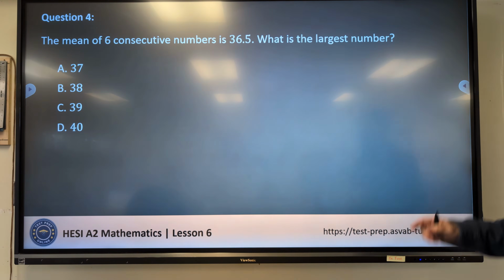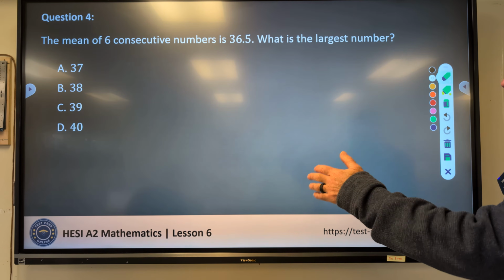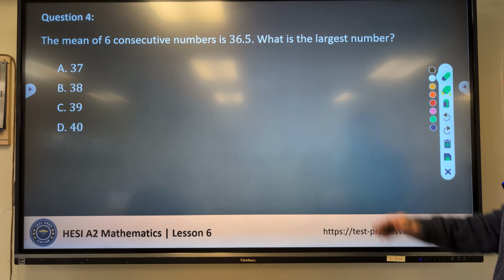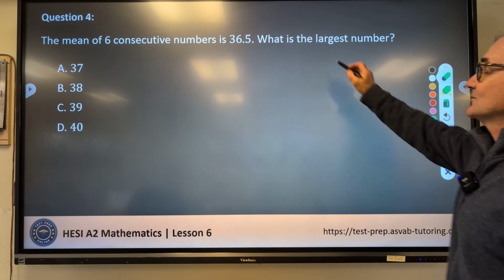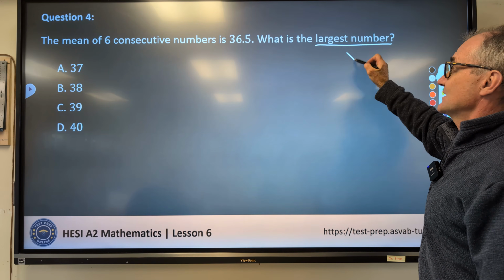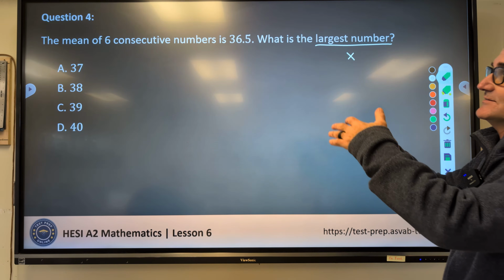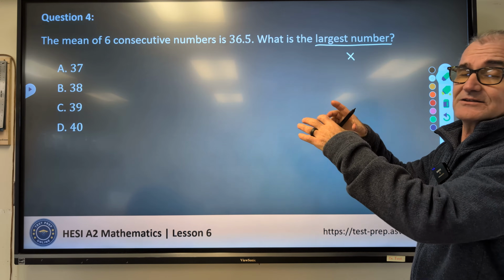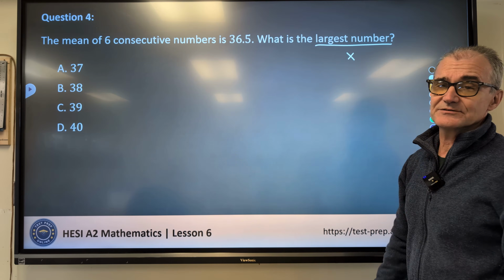Problem number 4. This is a little bit of a hard one here, I guess in the world of statistics. The mean of 6 consecutive numbers adds up to 36.5, or the average is 36.5. What is the largest number? So I'm going to call x my largest number. The mean, which means the average, means I'm going to take those 6 numbers, divide by 6 to get that 36.5.